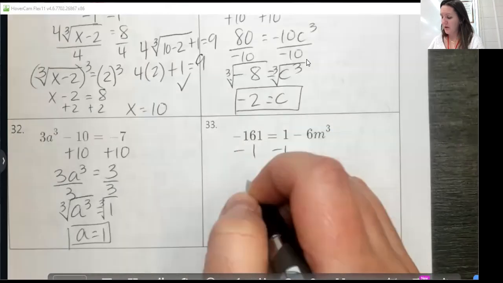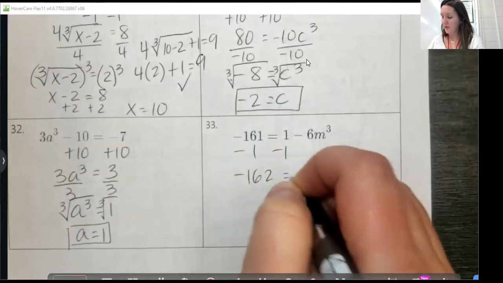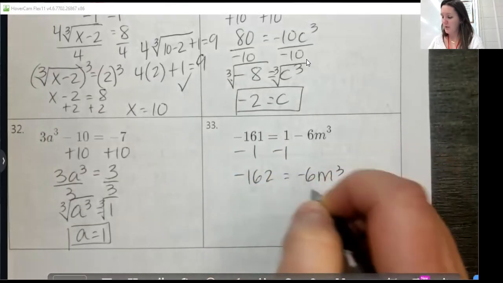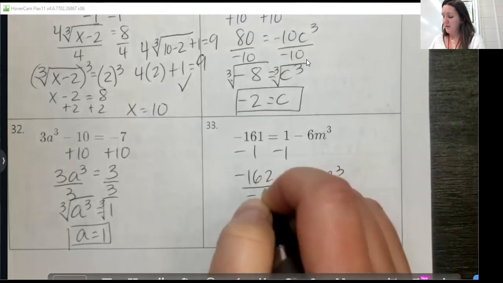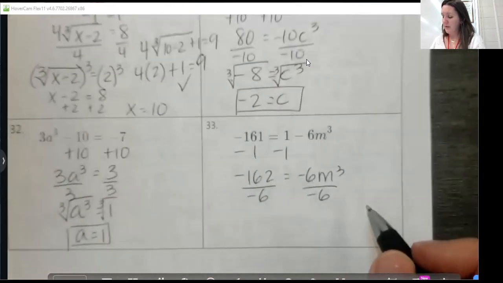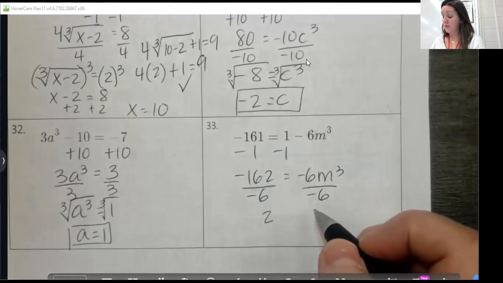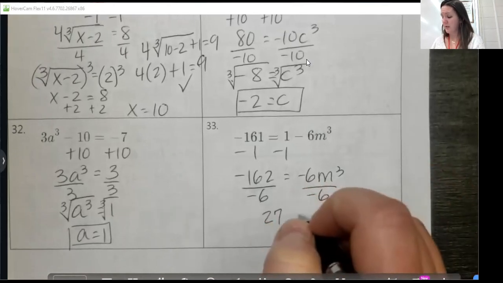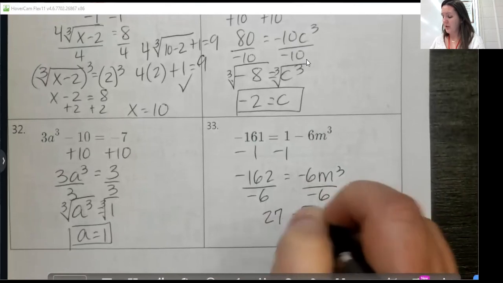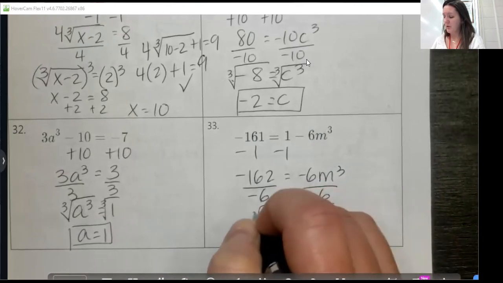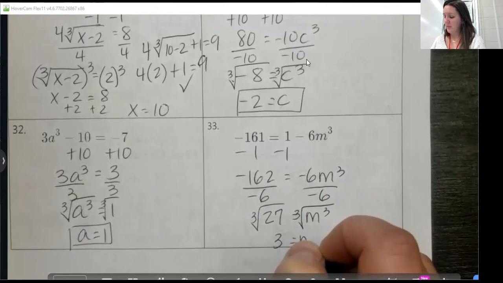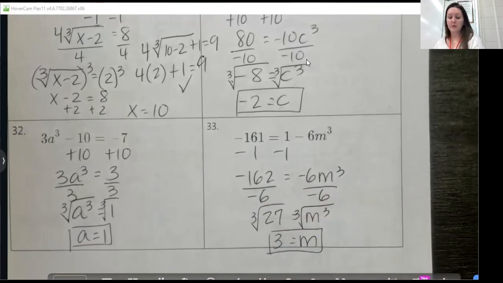Subtract 1. We have negative 162 equals negative 6m cubed. Divide by negative 6. That's positive 27. Oh my goodness, 27 equals m cubed. Cubed root of m cubed is 3. M equals 3. Nice work, everybody.